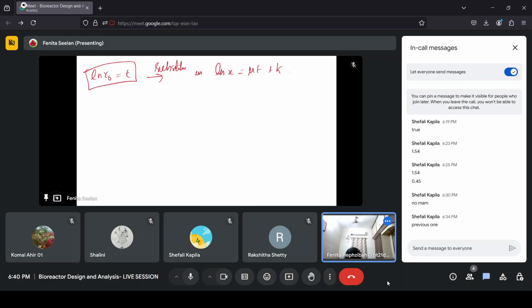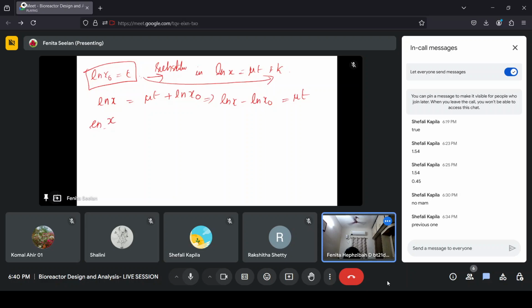So what does that mean? It means ln x equal to mu t plus ln x naught. Instead of k, we are substituting this. So take the ln to the other side: ln of x minus ln of x naught equal to mu t. ln a minus ln b can be written as ln a by b. So I'm writing ln x by x naught equal to mu t. So this is the expression we got.